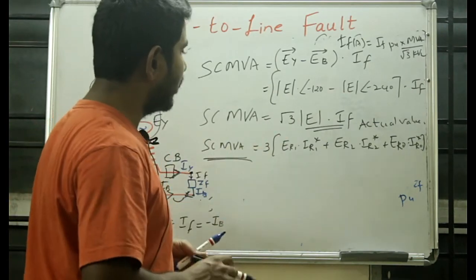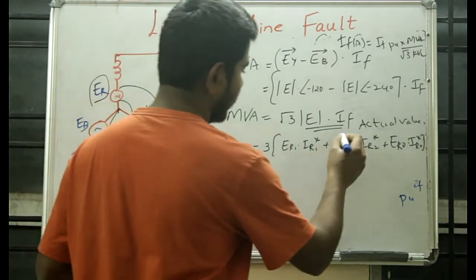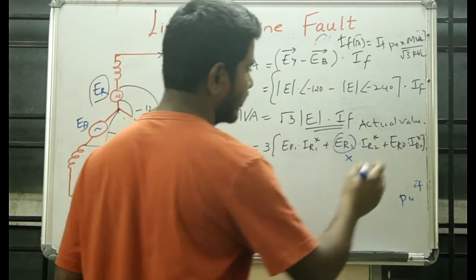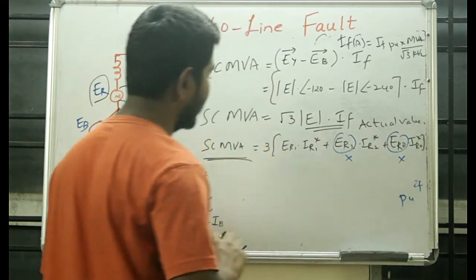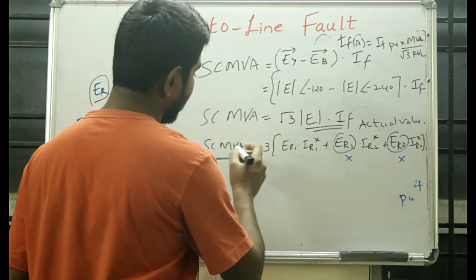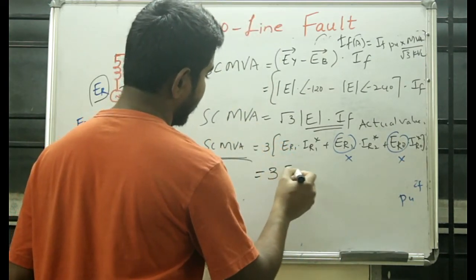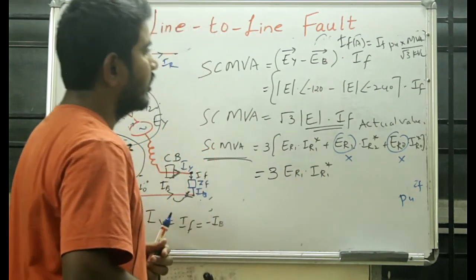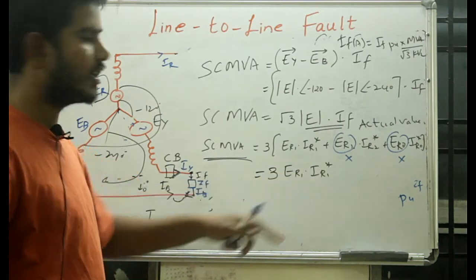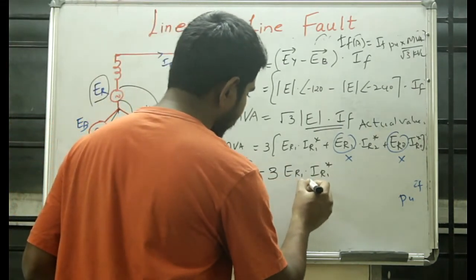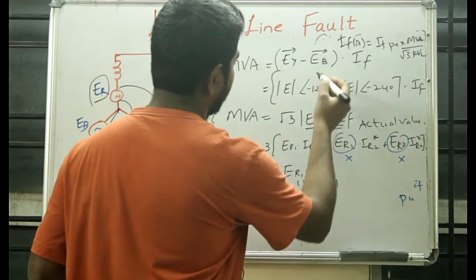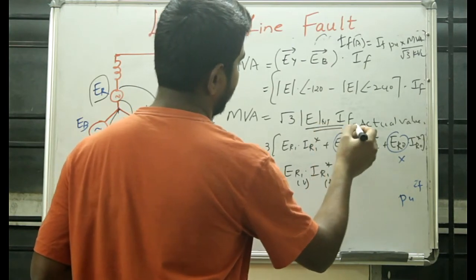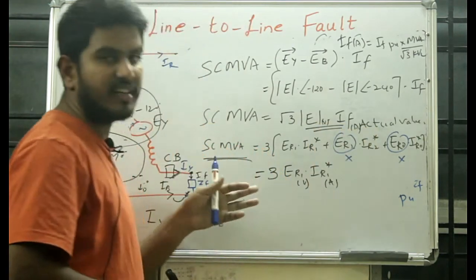But you can see that this EMF does not exist in the alternator and this EMF also does not exist in the alternator, and again this is 3 times of ER1 into IR1 conjugate, and we also know the value of IR1. So this is in volts and this is in amperes. Again you can write here volts, this is amperes. This is the other method.